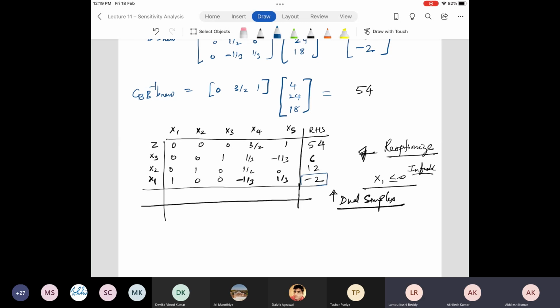This is the only negative value, so x1 will leave the basis. Try to find the minimum ratio. So x1, x2 and x3 are basic variable, no need to do anything. Do 3 by 2 divided by 1 minus 1 by 3. How much you get? 3 by 3, 9 minus 9 by 2. Is this correct?